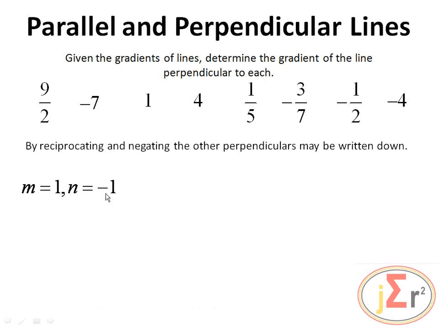If we negate it, we're going to get negative 1. For 4, the reciprocal of 4 is 1 over 4, and if we negate that, we are going to get negative 1 over 4. The reciprocal of 1 over 5 is 5 over 1, which is 5. So if we negate that, we're going to get negative 5.